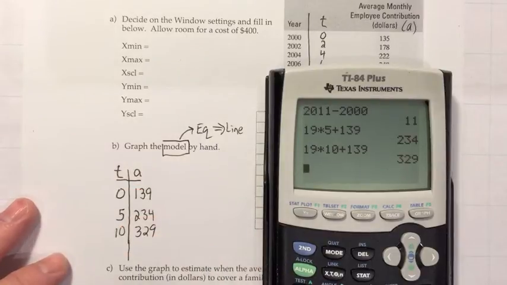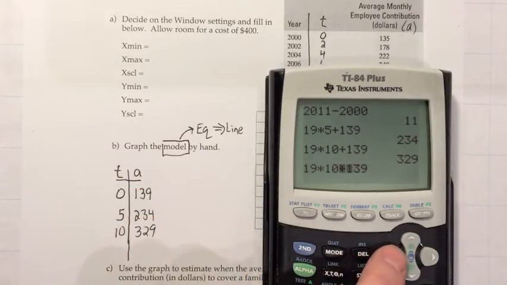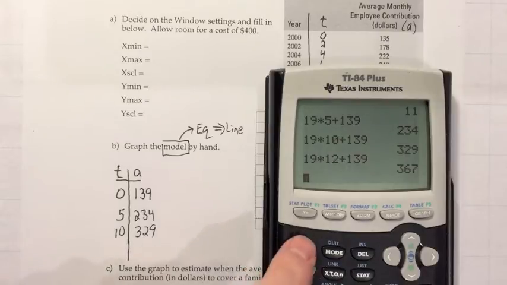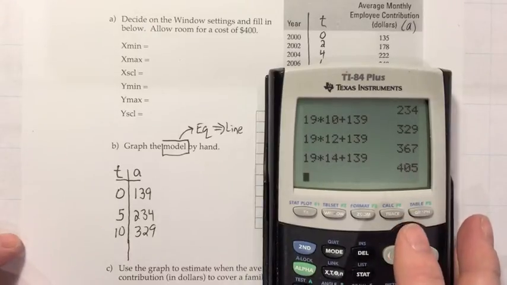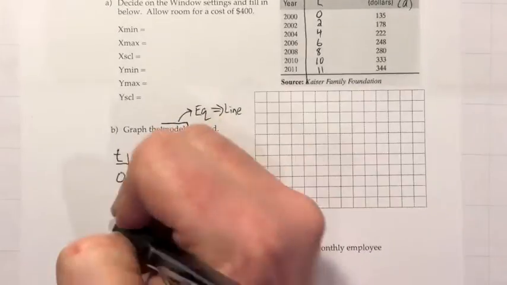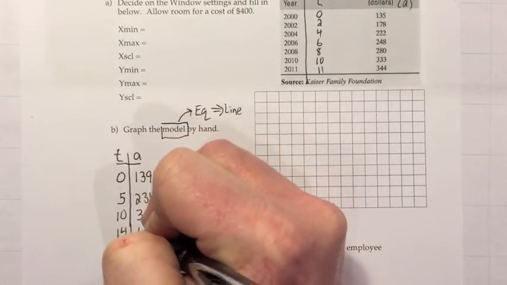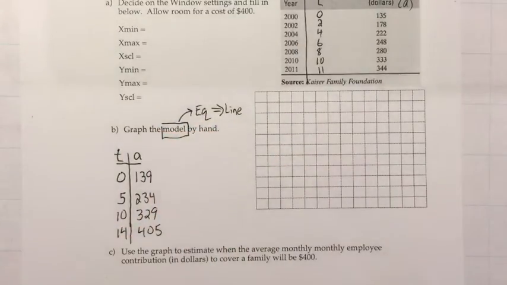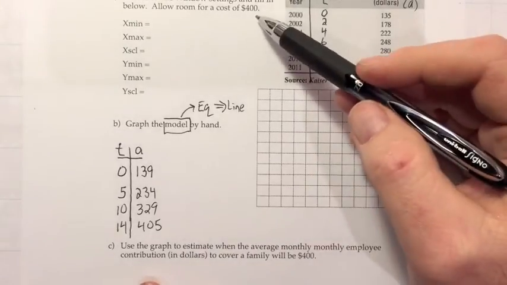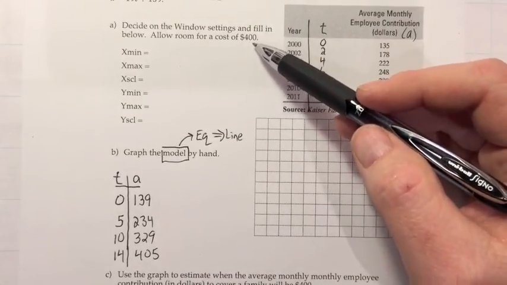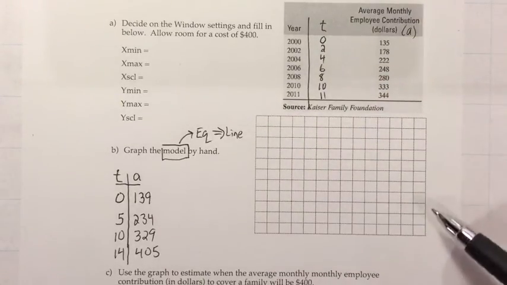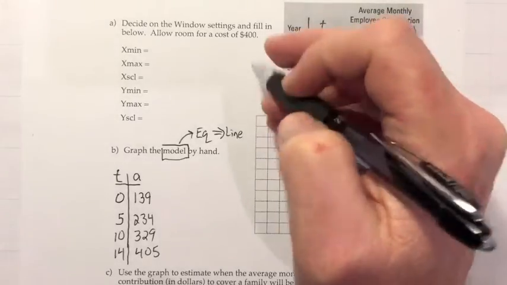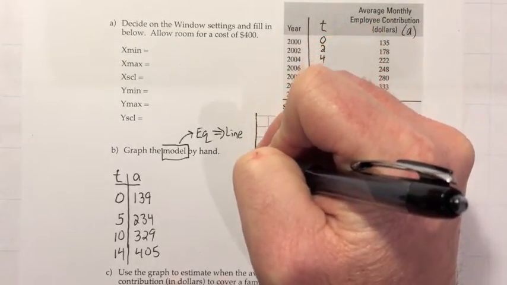And now let me play around with some other numbers. What if I did 12? Not there yet. What if I did 14? That would do it, 405. So I'm going to put that one on my table too. If t is 14, we got out 405 from the equation. If they want us to make sure that there's room for something as big as 400, it would be nice if we graph something that's a little bigger than 400, because then we're going to make sure it fits in our scale. All right, so now let's set up our axes.